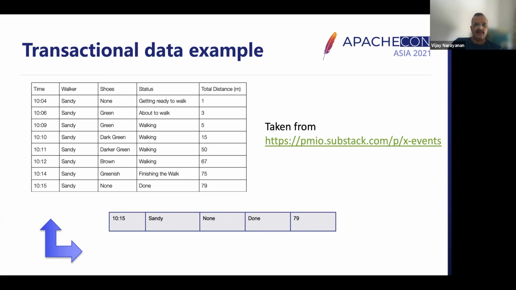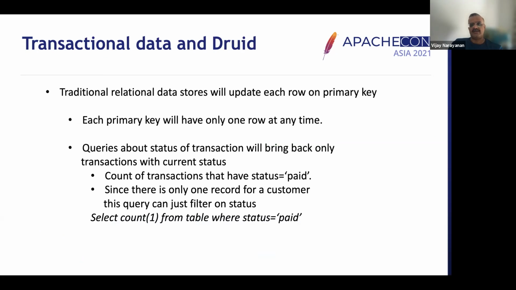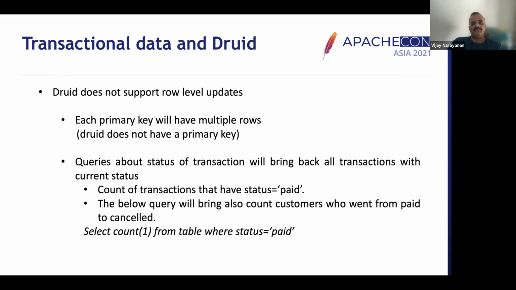So the challenge in Druid is that this approach of updating based on some primary key is not possible in Druid, because Druid does not support updates and Druid does not have a primary key. Right? So in traditional systems, each primary key will have only one row at any given time. So you can query, for example, if you have to query for a transaction where status equal to paid, it will give you all the transactions that are currently in status equal to paid. But because Druid does not actually support updates on primary keys, this is not possible in Druid.